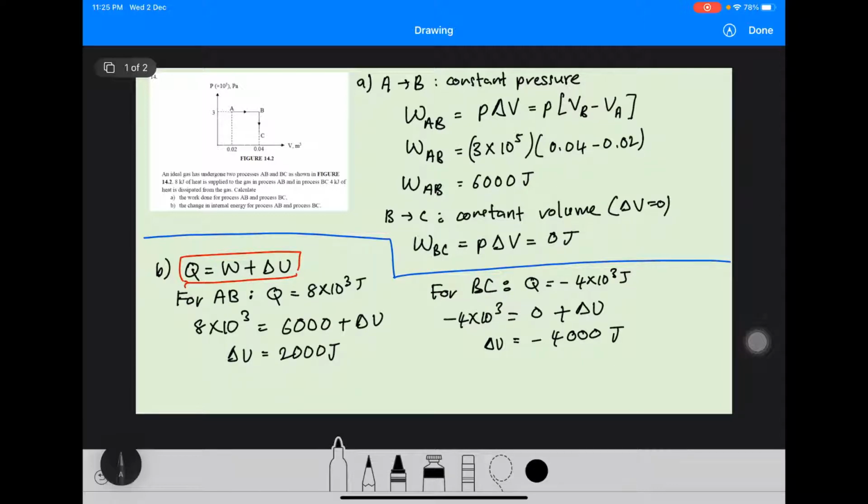If you still remember, delta U actually depends on the temperature. If delta U is positive, that means the temperature increases. Delta U negative, temperature decreases. Over here it doesn't ask, so you can leave it as it is. So that's it for question number 14.